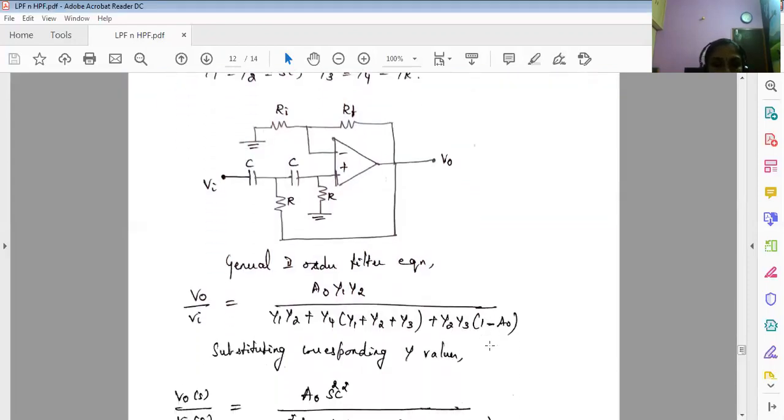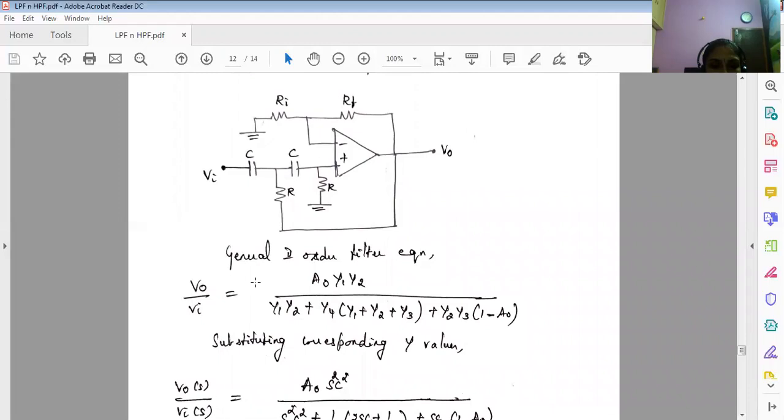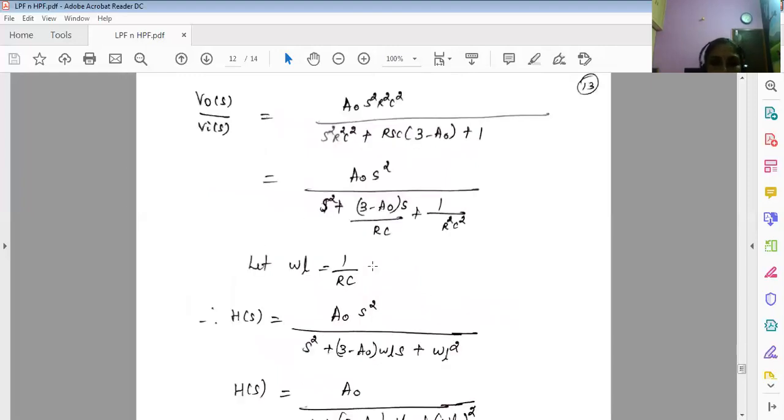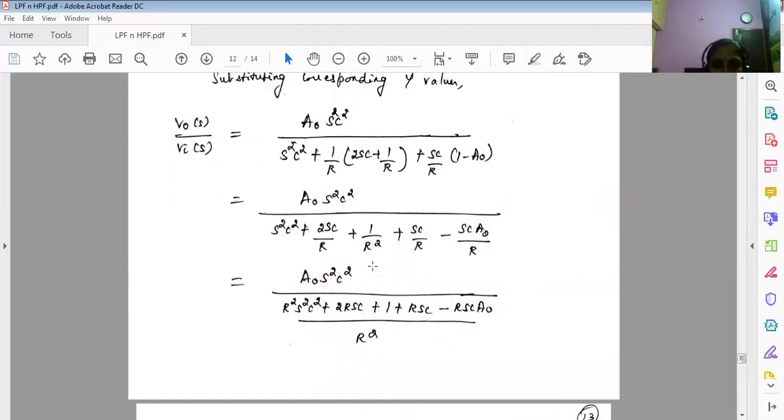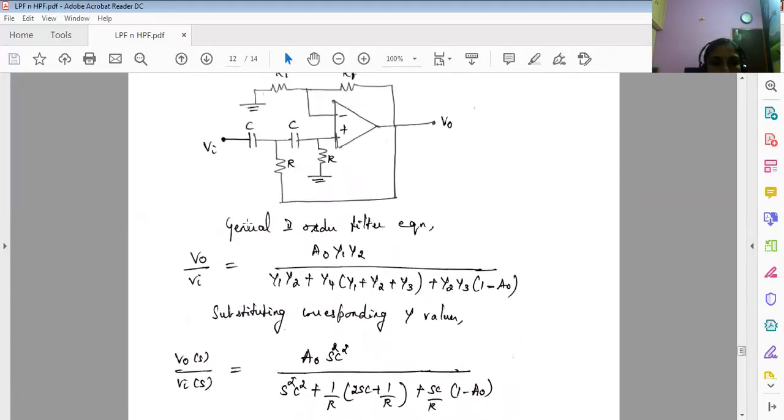The general second order filter equation is V naught by Vi equals A naught y1 y2 divided by y1 plus y2 into y4 plus y4 into y1 plus y2 plus y3 plus y2 y3 into 1 minus A naught. So you already derived this in the general equation. Now the only thing we are supposed to do is substitute the values of y1 and y2 as per this circuit. In this circuit, y1 and y2 are nothing but capacitors. Y3 and y4 are resistors.